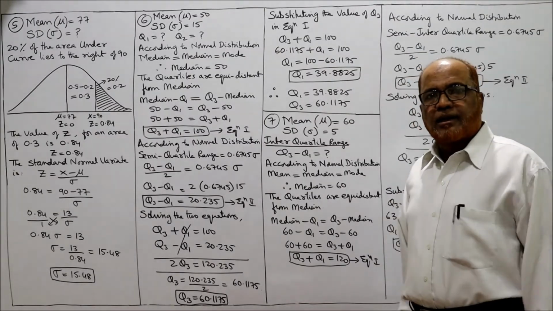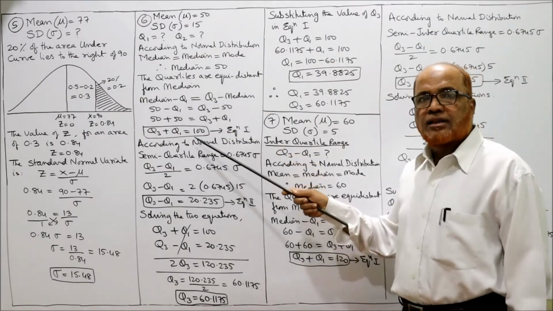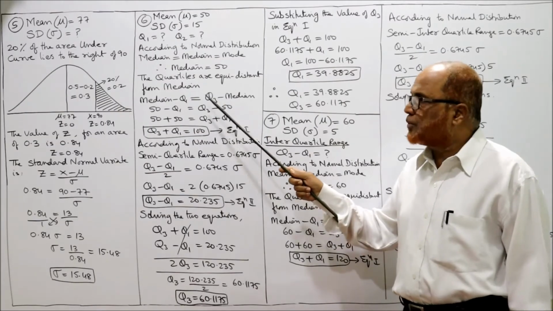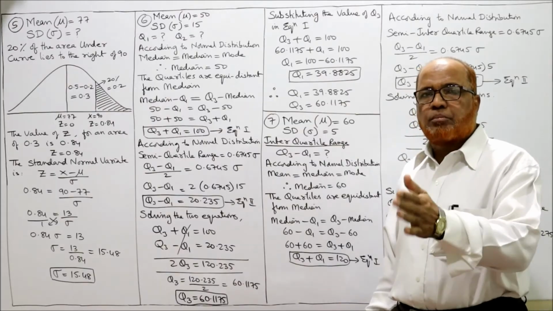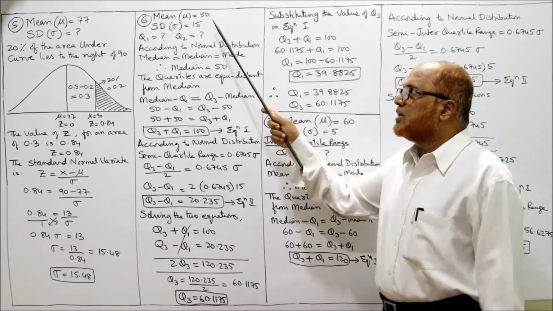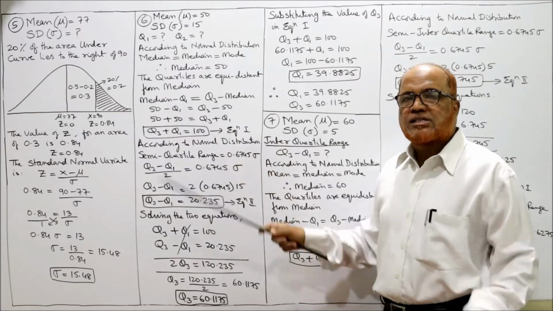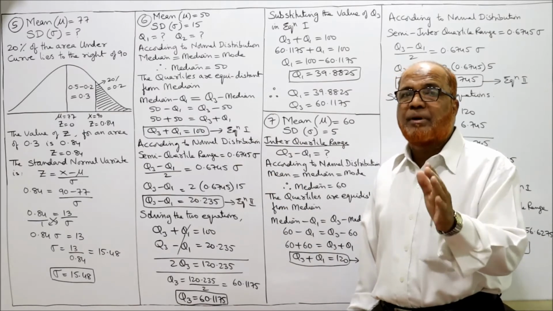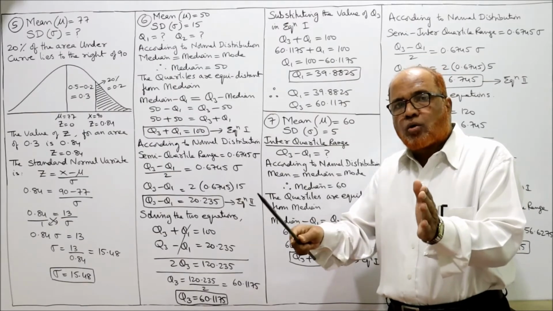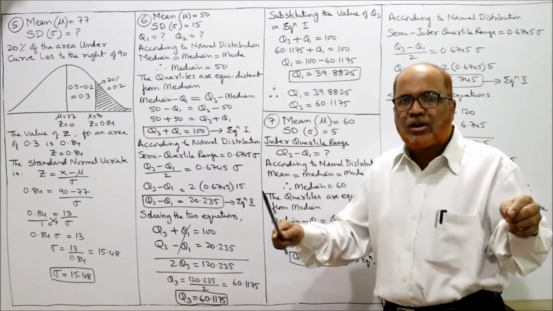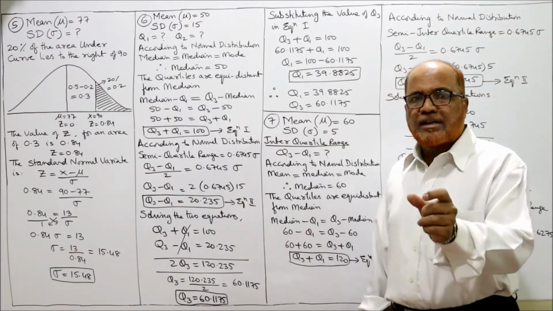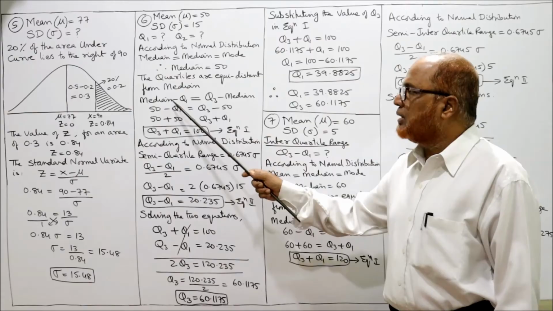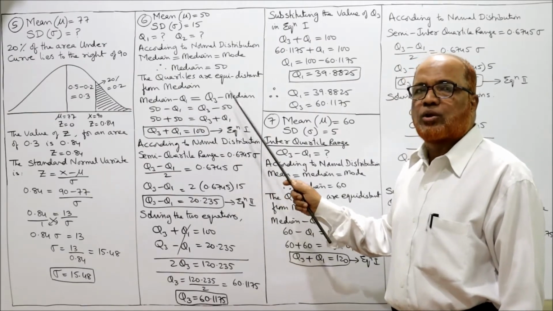It's completely clear. So you have to remember these properties of normal distribution. The first property you remember: in a normal distribution, mean, median, mode are all equal. So when mean is 50, median will also be 50. Second property you remember: the quartiles are completely equidistant from the median. The distance from median to Q1 and from median to Q3 is exactly equal in size. So the difference between median and Q1 and between Q3 and median will be the same. So median minus Q1 is equal to Q3 minus median.